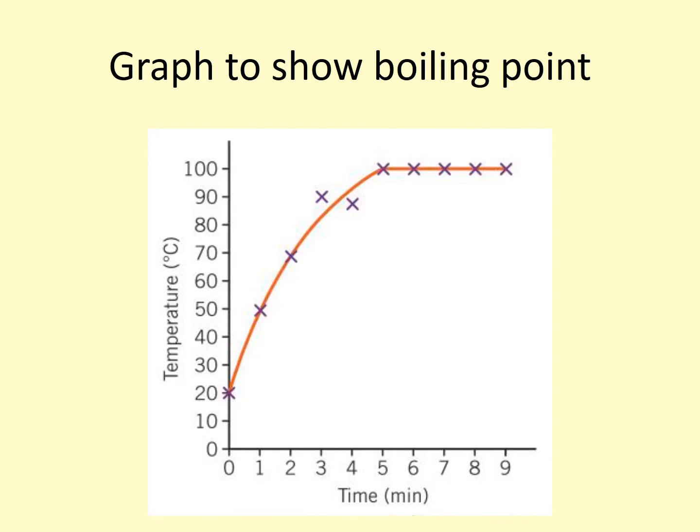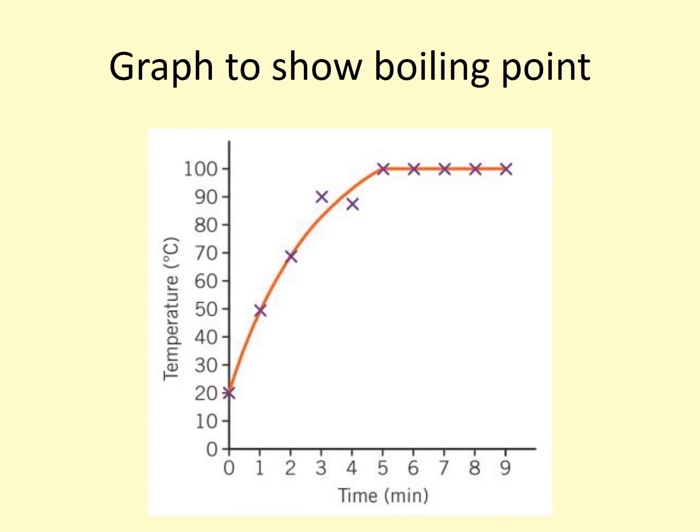And the red line and the blue crosses are showing you that the water is heating up. So you can see that the second cross is at 50 degrees. So in 1 minute, the water's gone from 20 degrees to 50 degrees. Then it's gone to 70.